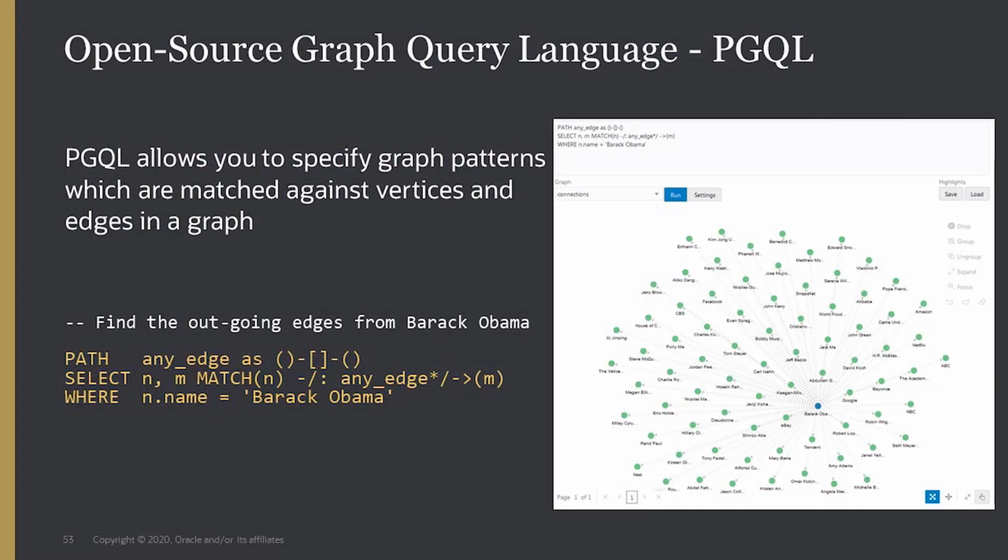Here's a quick example of what this looks like. We use an open source graph query language called PGQL, and it allows you to specify graph patterns which are matched against vertices and edges in a graph. And this is a quick example of how the SQL looks. We've introduced new syntax. For example, the parentheses represent nodes, and the brackets represent edges. And in this example, I'm querying to find out the outgoing edges from Barack Obama. So you can see it's very simple SQL.